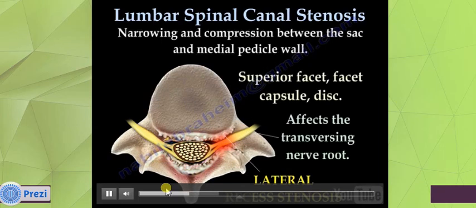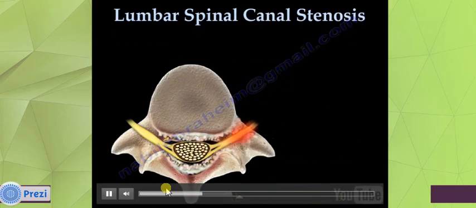Lateral recess stenosis. It occurs because of narrowing and compression between the sac and the medial pedicle wall. It affects the transversing nerve root. What causes it? Superior facet, facet capsule, and disc hypertrophy and degeneration.